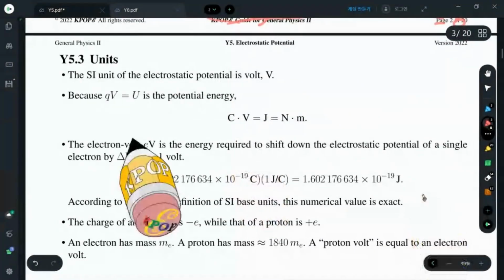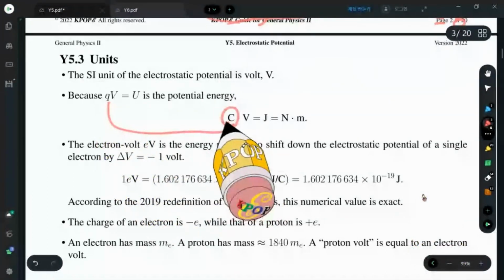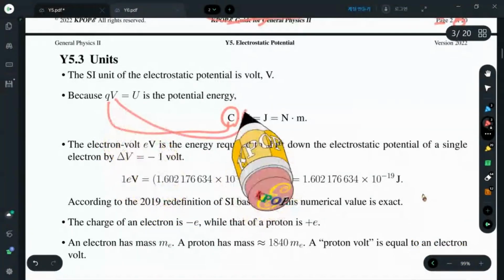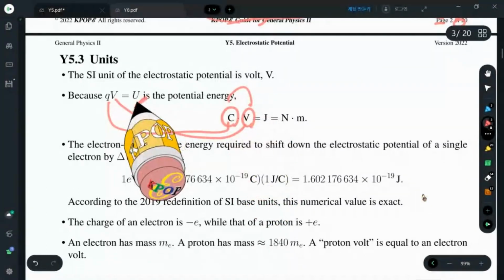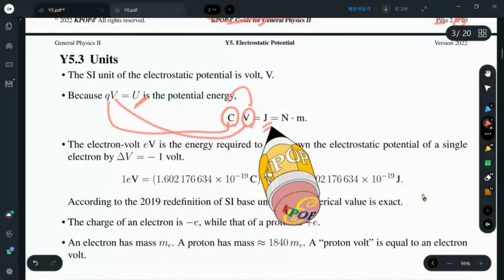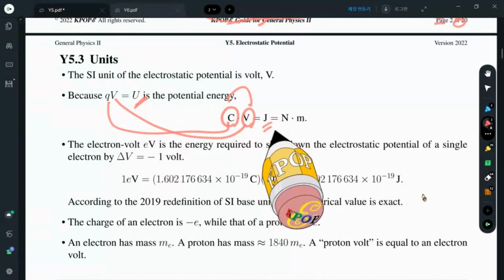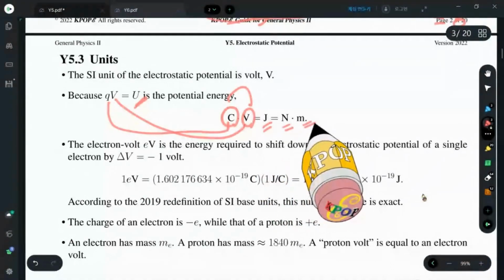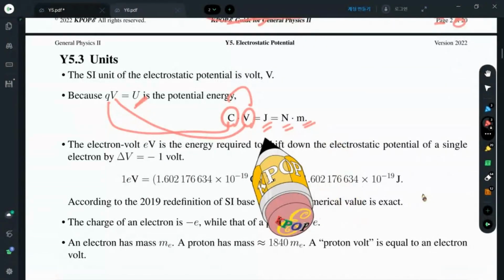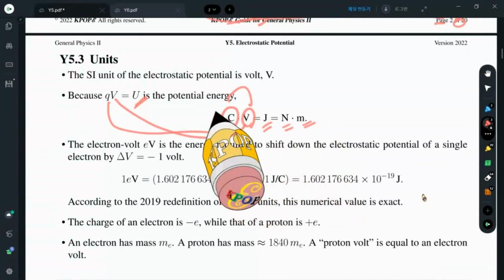Units. Charge, Coulomb. Potential, volt. Work, energy, joule. And joule is a unit of energy. Energy is a force multiplied by the displacement. These are SI units, all relevant SI units.